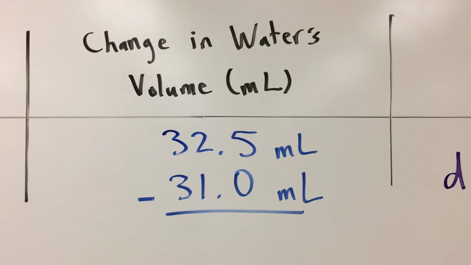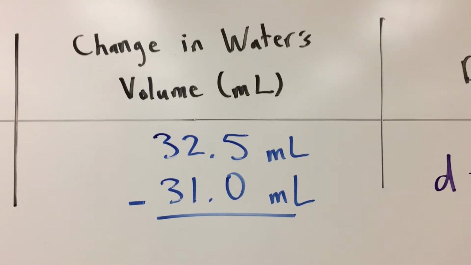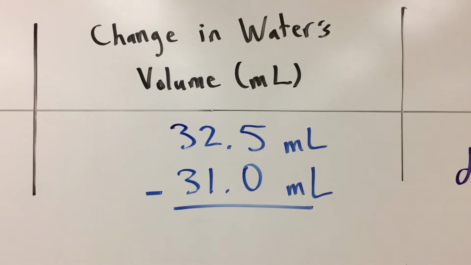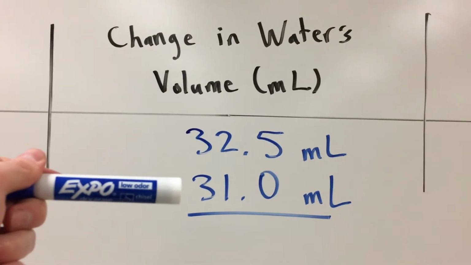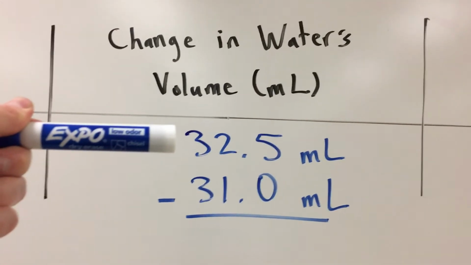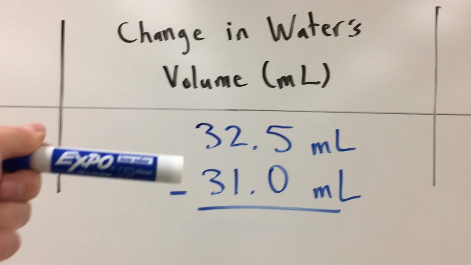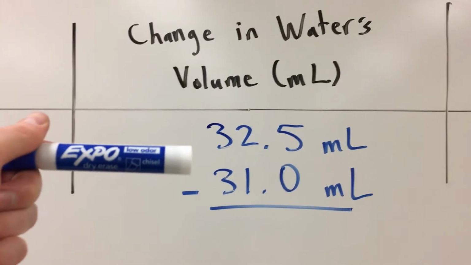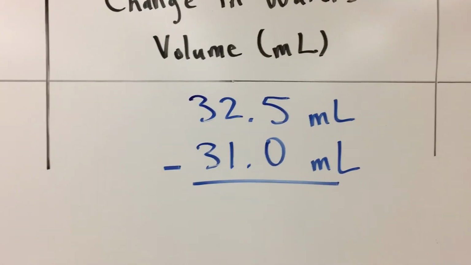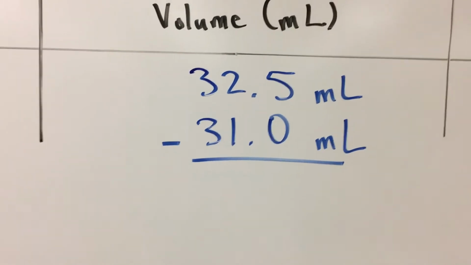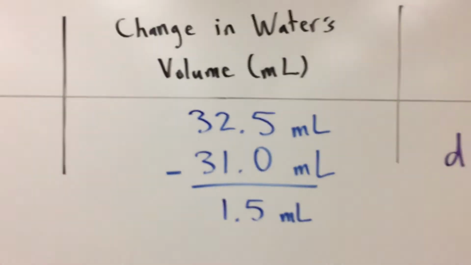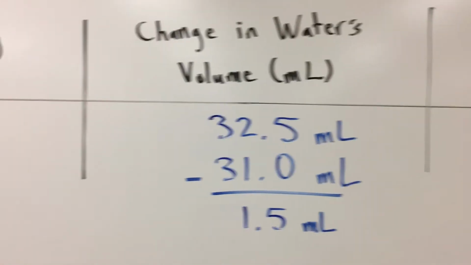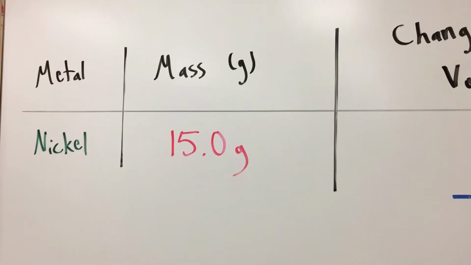So if my water level rose by 1.5 milliliters when I dropped in that marble, then that is the volume of the marble. So I've got the volume of just the water, and I've got the volume of the water plus the marble. If I subtract those out and remove the volume of the water itself, all I'm left with is the volume of the marble, or my metal sample, however it's going to be. So that's going to turn out to be about 1.5 milliliters.